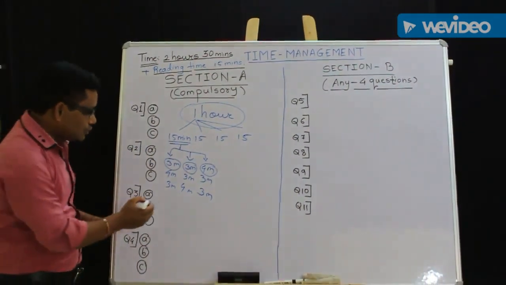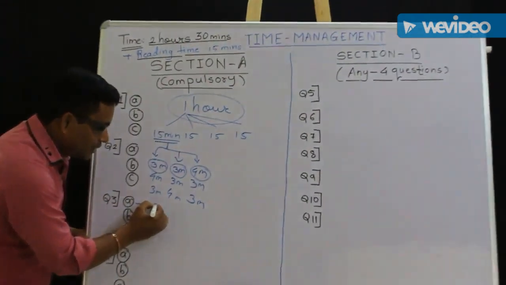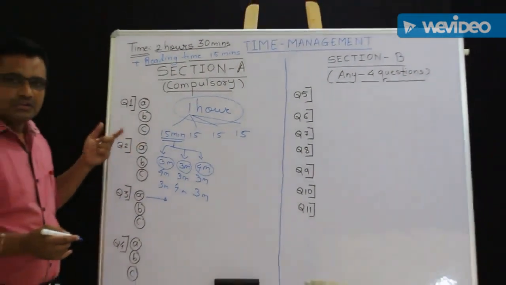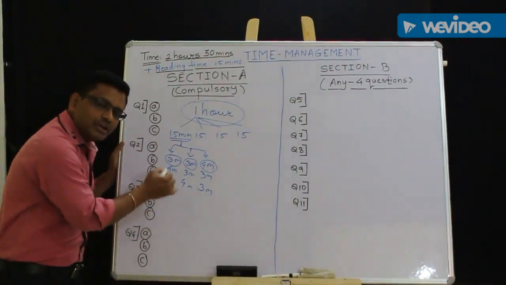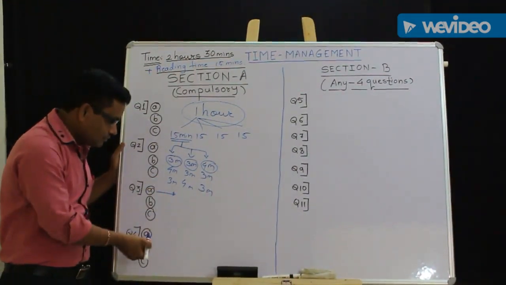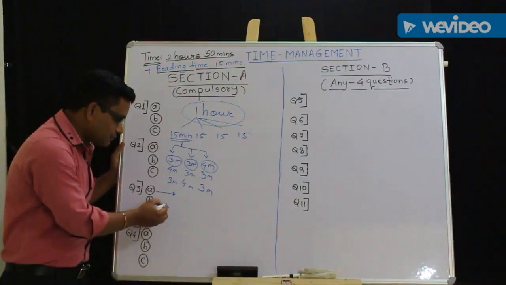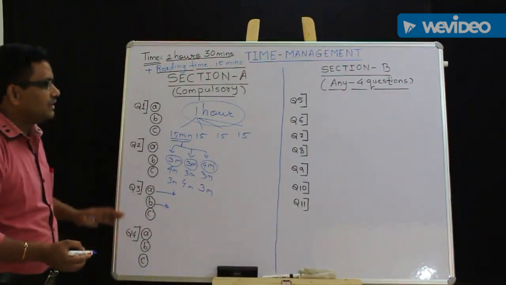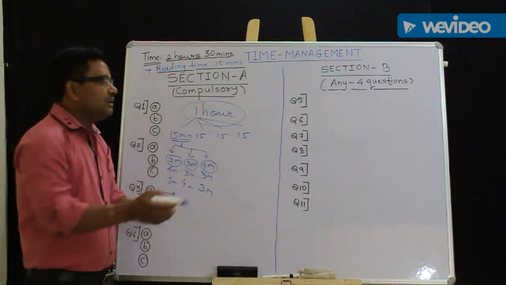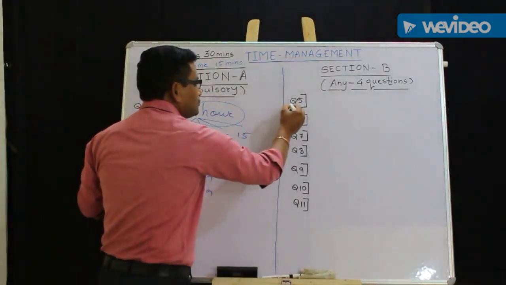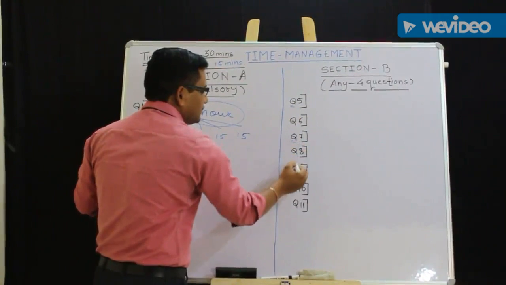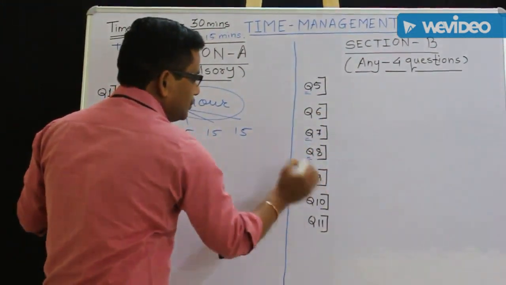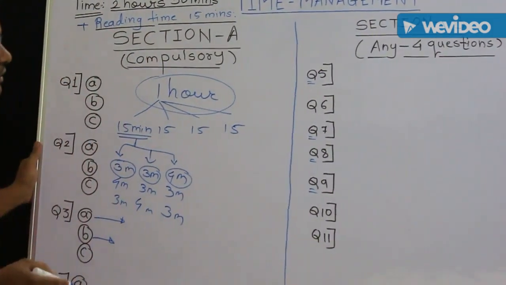Second, do not waste our time. Suppose you are not getting question 3A, you tried it once, twice and you are not getting it, leave that space and go forward to the next question. In this way we finish Section A, and after Section A we go towards Section B. In Section B, suppose you have chosen question 5, question 7, question 8, question 9, those 4 questions.